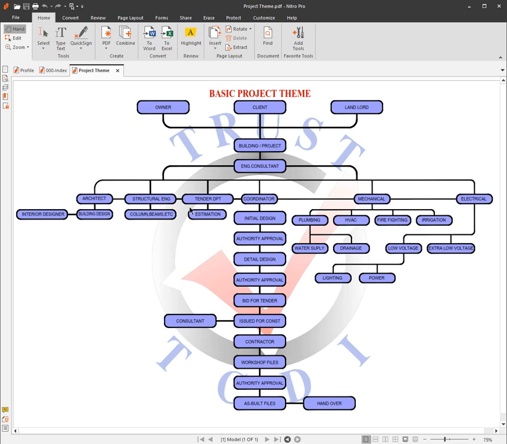Meanwhile, when every department finishes design, they send it to the authority for approval, and once they get approval from the authority, they make the detailed design. And once the detailed design is done, they again send it to the authority for approval. After this approval, they can bid for tender.